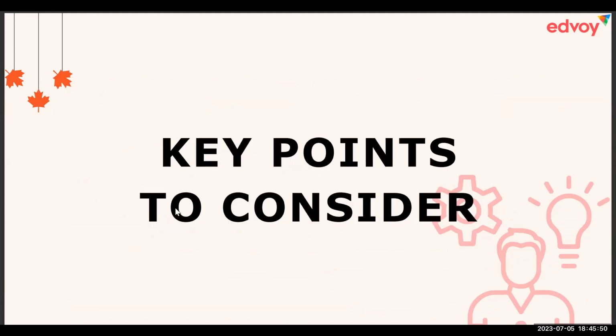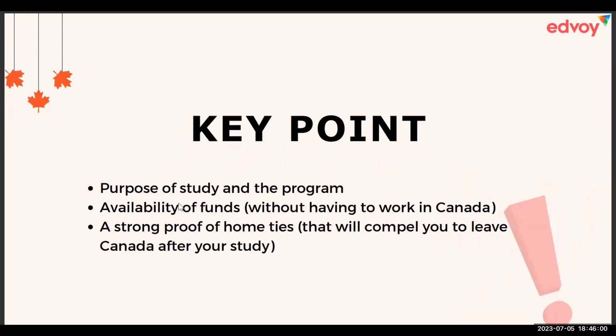So, in summary, there are 3 essential aspects you need to focus on and convince the visa officer about. First, explain the purpose of your studies and the chosen program. Second, demonstrate sufficient funds for you and your dependents without relying on work in Canada. Lastly, provide strong evidence of ties to your home country that will compel you to return after completing your studies.